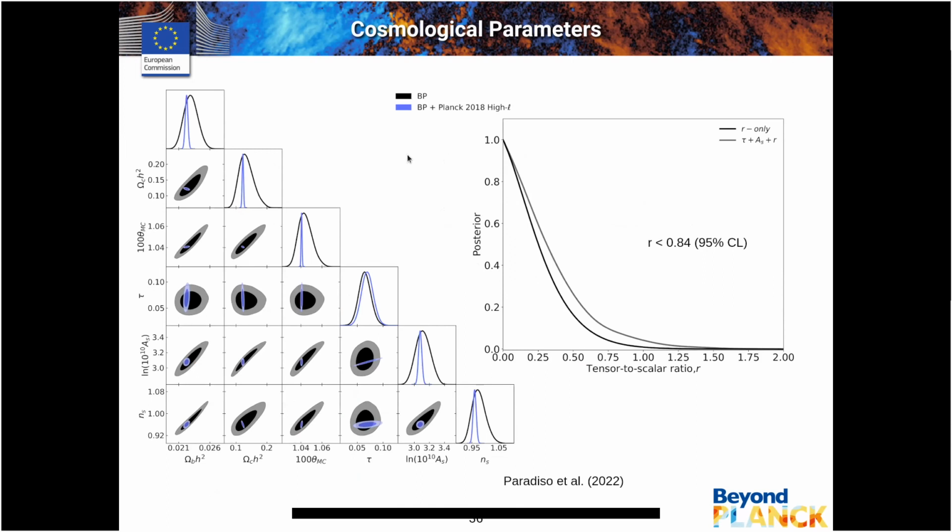Then we have cosmological parameter estimates. These are our 6 standard cosmological parameters, and we have these banana plots. We also have an estimate of r, although of course this is not the data set that you would want to estimate r. So we have less than 0.8, which I'm sure everyone's really excited to hear.